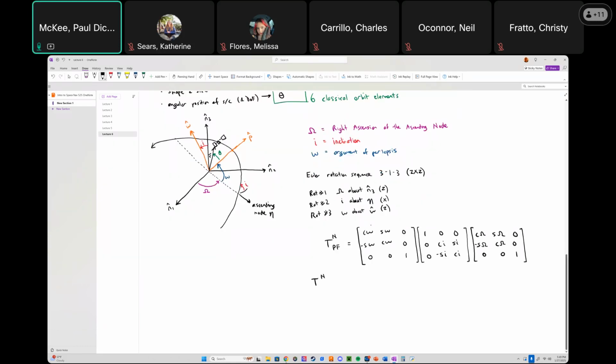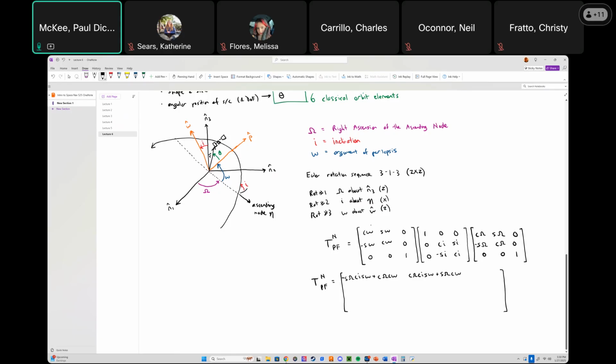Right. And then just to flat out write it for you, so you don't have to, buckle up. We're going to fill this in. Here we go. This is negative sine capital omega, cosine of I, sine of little omega, plus cosine of capital omega, cosine of little omega. Then the next element is cosine of capital omega, cosine of I, sine of little omega, plus sine of capital omega, cosine of little omega.